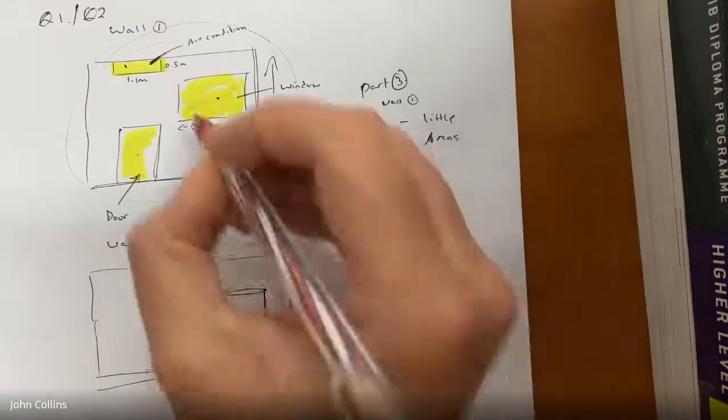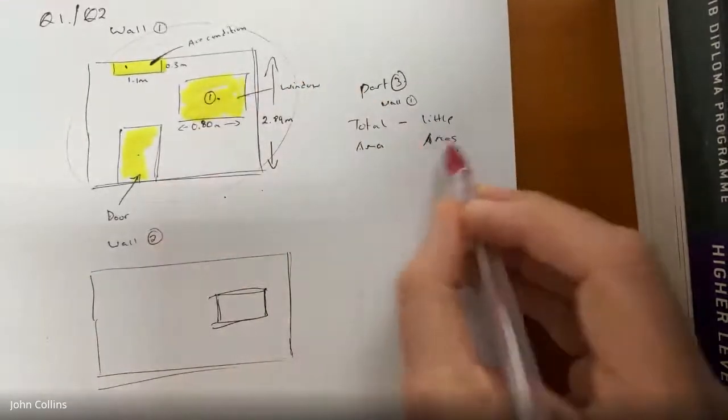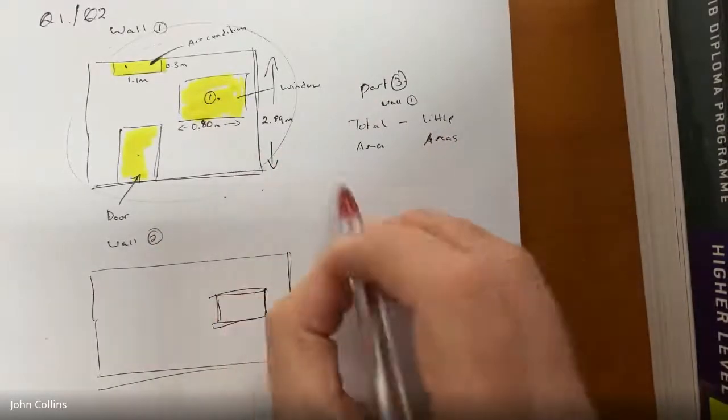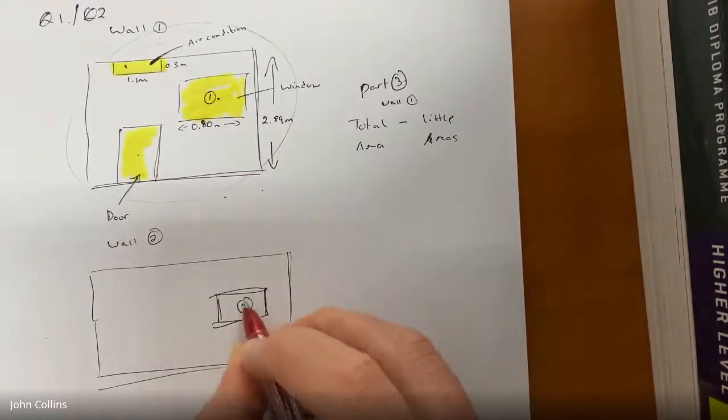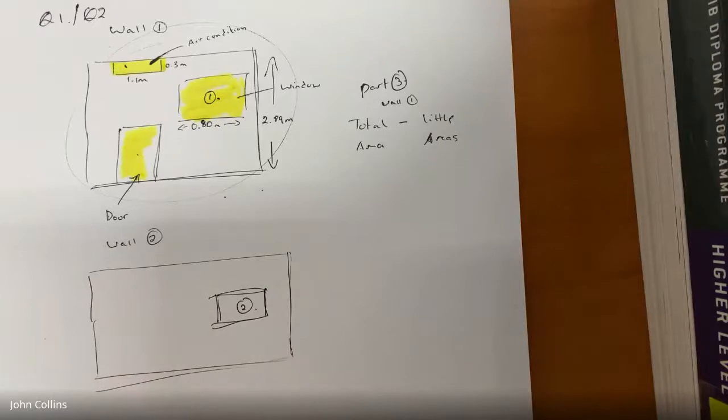Maybe you want to call this window number 1 when you're doing the little areas. Work out window number 1's area, and this down here would be window number 2 and so on. So having it labeled clearly makes it very easy to understand what area you're getting at any particular time. So this task is about communication and how you lay out your work, as well as the maths of it, as well as getting an answer.